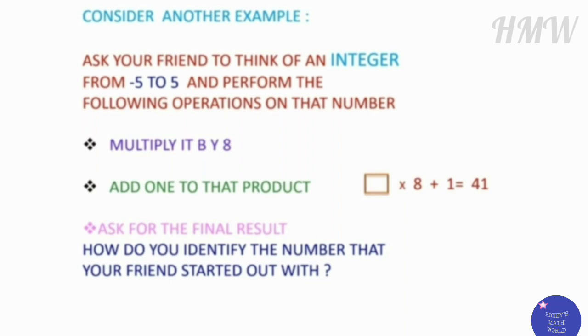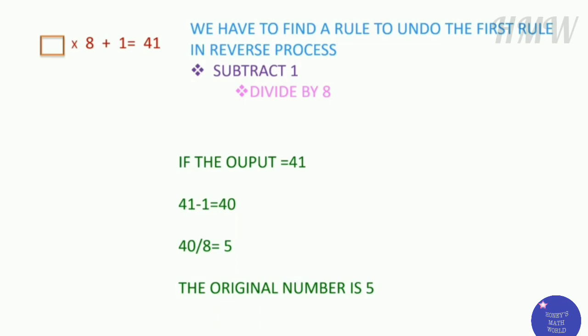Suppose your friend gives you the answer 41. How do you identify the number that your friend started out with? To find the original number, we have to reverse the process. That means we have to undo the first rule. How do we do that? We have to go in reverse. Your friend gave the output 41. So subtract 1, you get 40. There you multiplied by 8, so here divide by 8. The reverse operation is divide. So divide by 8, you get 5. So the original number is 5.